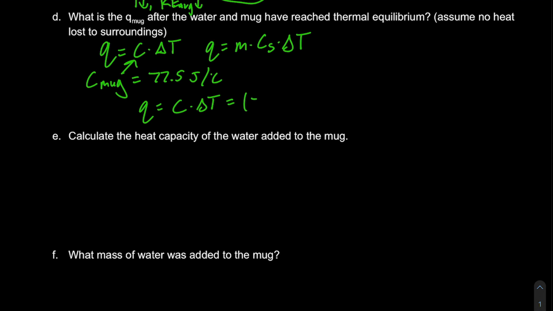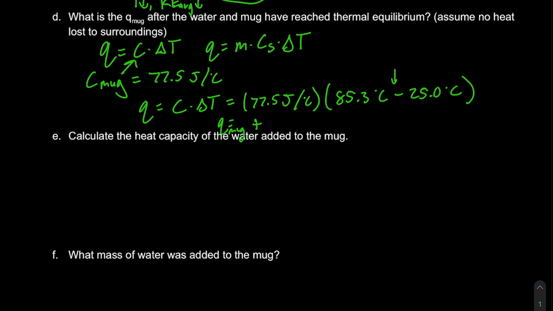So our Q is going to be equal to our 77.5 joules per degree Celsius times our temperature change. So we ended at 85.3 degrees Celsius. We started at 25.0 degrees Celsius. And so what we notice is that the Q of our mug should be positive, which makes sense because we notice here we have an increase in temperature when we're going from 25 to 85.3 degrees Celsius. We would get positive 4.67 times 10 to the third joules. So that's the amount of energy that was gained by the mug as it increased in temperature.